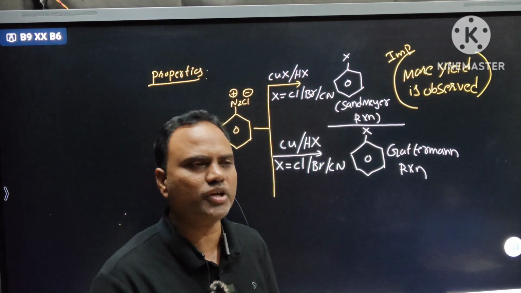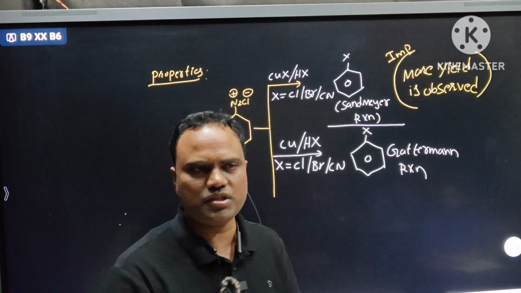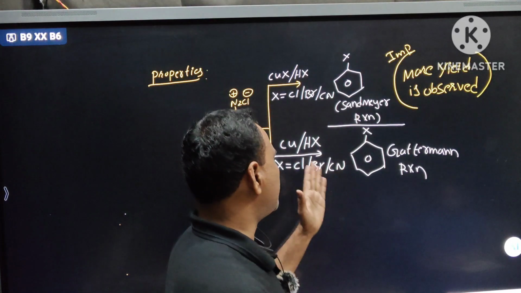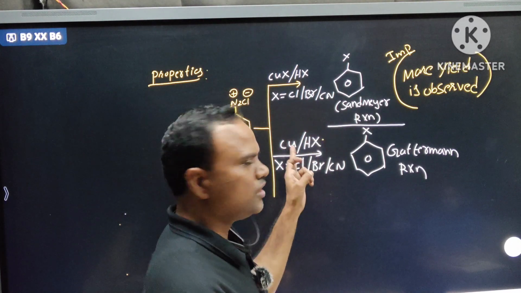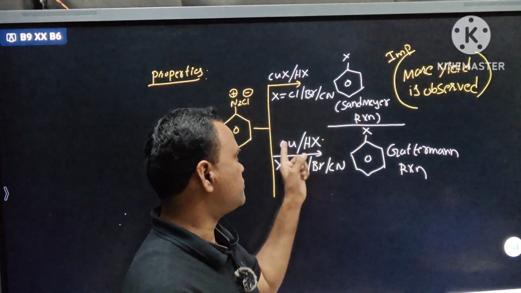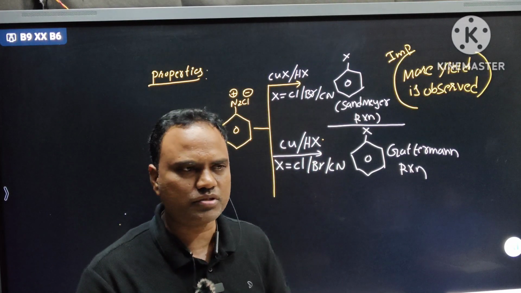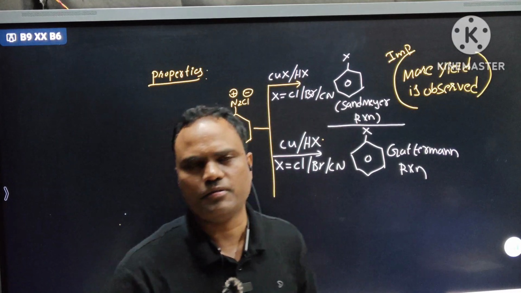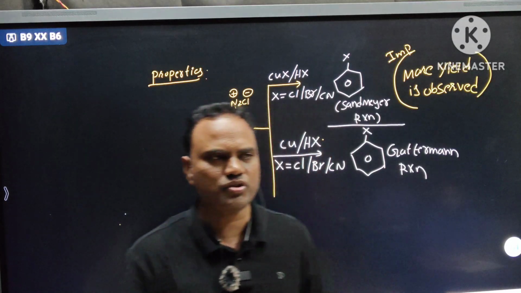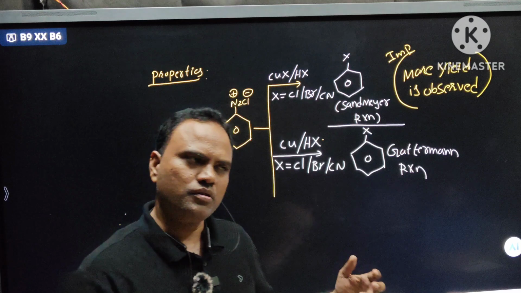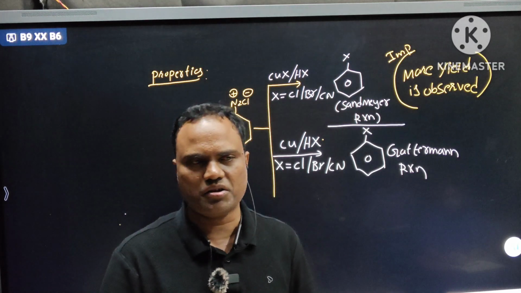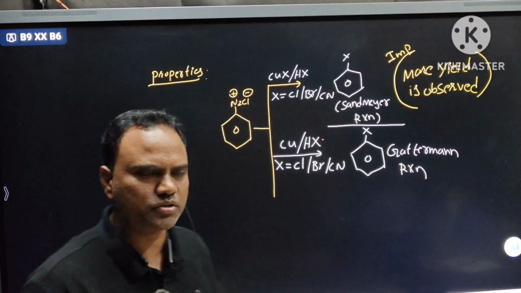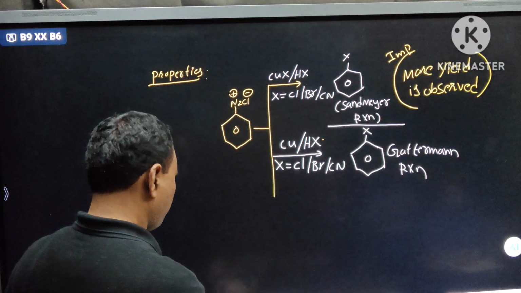In Sandmeyer reaction, more yield is formed because halogen is directly connected to copper, so release is easy. But in the second case, first halogen will come from the HCl and it should attach with the copper. That is a late process. That's why yield is less. Right? So tell me finally, in Sandmeyer and Gattermann, in which reaction will we get good yield? Sandmeyer reaction will give good yield. More amount of product. Good yield means more amount of product. Okay? Right.